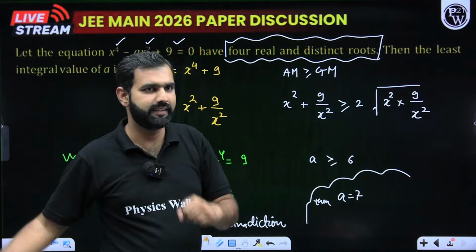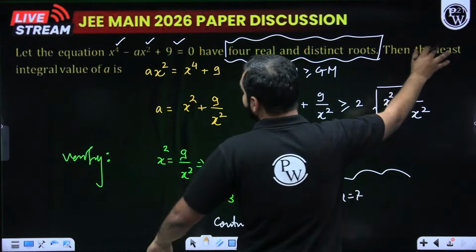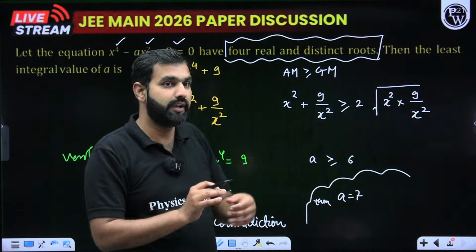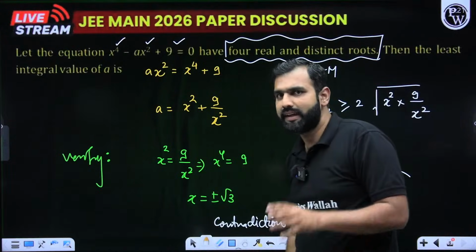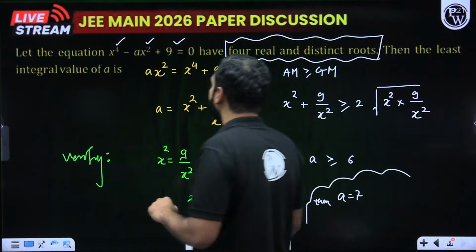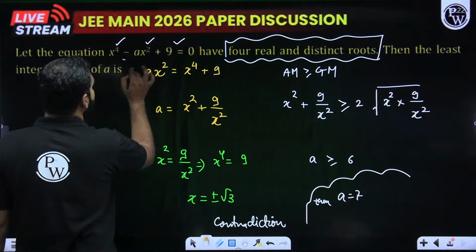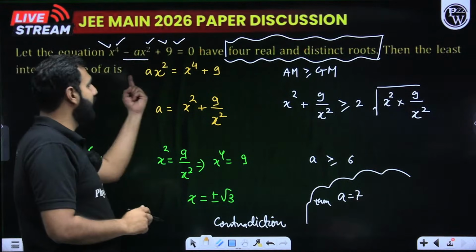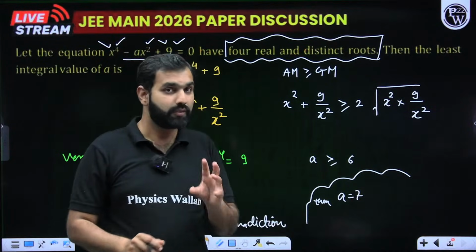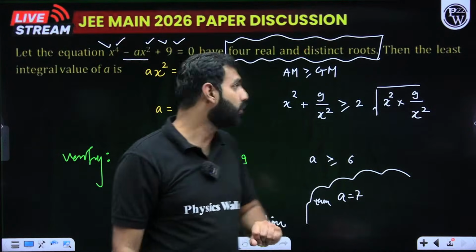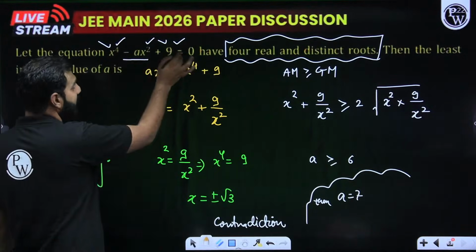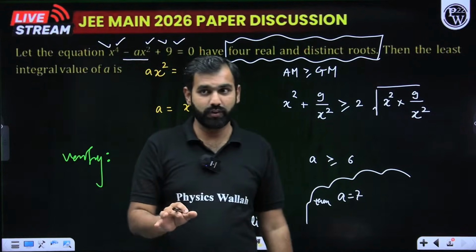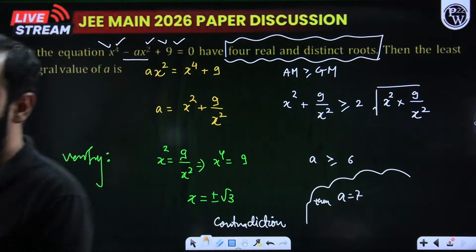Okay, Sanjay, let's see. Then the least integral value of a. They are asking the integral value, so it cannot be 5 by 2, I think. Integral value is what they are asking. So here, if I take minus a x square on the other side, I'll have x to the power 4 plus 9. If I divide both sides by x square, because I'm assuming that x cannot be 0, because if x becomes 0, 9 cannot be 0. So x equal to 0 cannot be the solution.